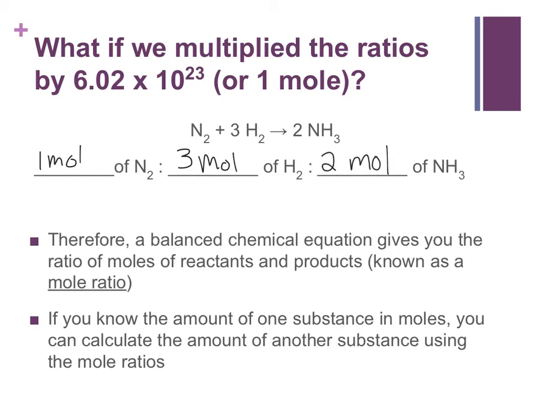And so a balanced chemical equation gives us the ratio of moles of reactants and products. This is known as a mole ratio. And so we're going to use mole ratios in a way that will allow us to determine, if we know the amount of one substance in moles, we can calculate the amount of another substance using this mole ratio.